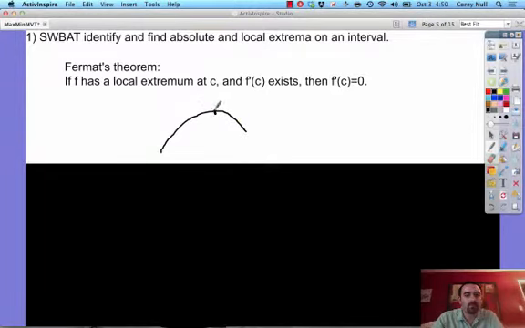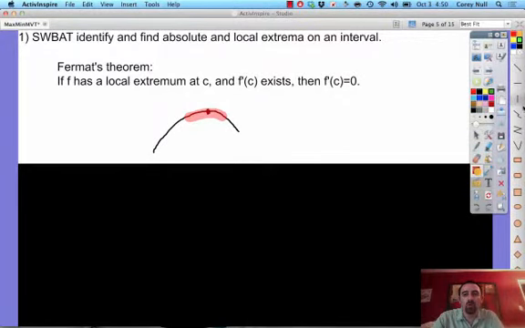A local maximum. If the derivative exists, that's to say it's a smooth, continuous curve, no jagged points, no discontinuities, and here's a local maximum, then the derivative there, or another way to say it, the slope of the tangent line, must be 0. The slope of the tangent line must be 0 at a local maximum or a local minimum, which is the same thing as saying the derivative is 0. So if f has a local maximum at c, and f is differentiable, that means f of c exists and f prime of c exists, then the derivative equals 0 at that point.